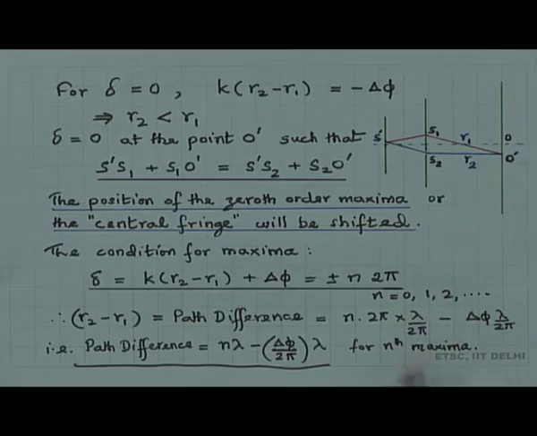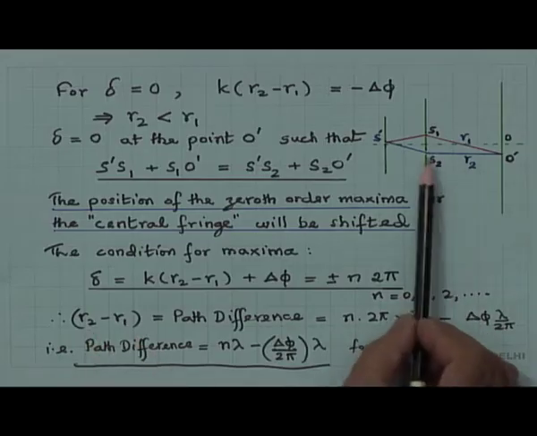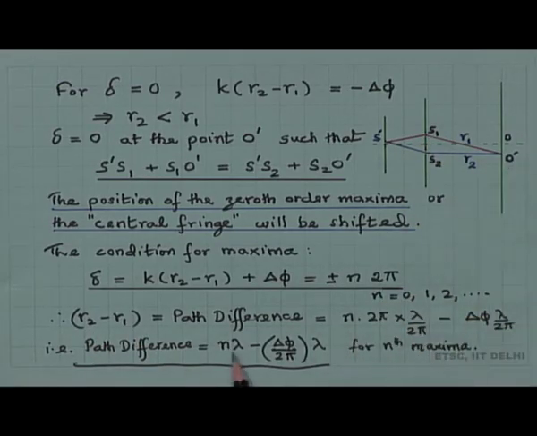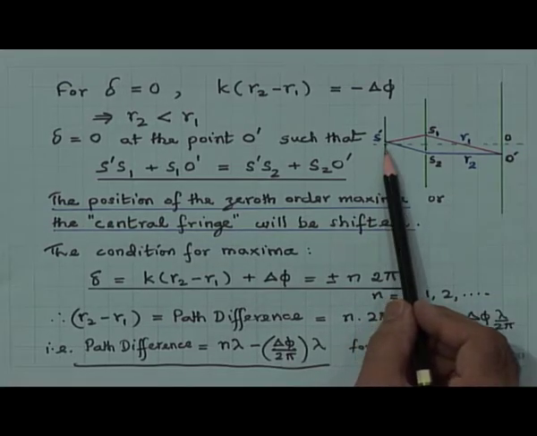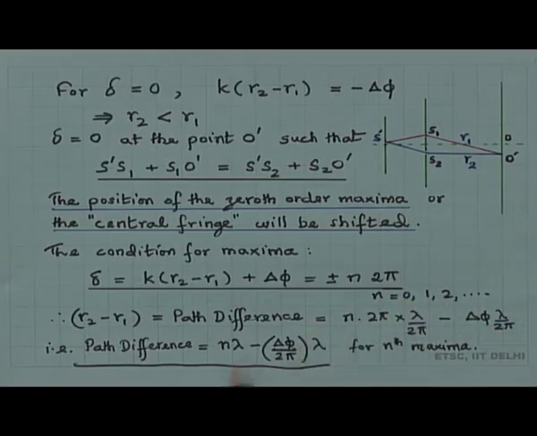We have the new condition now that the path difference r2 minus r1 is equal to n lambda minus delta phi by 2 pi into lambda for the nth maxima. There is an extra term now because of the finite delta phi. Please see that if delta phi is equal to 0, that is if the source were on the perpendicular bisector, the original position S, then the condition remains as path difference equal to n lambda. Now, there is an extra term which depends on the phase difference.